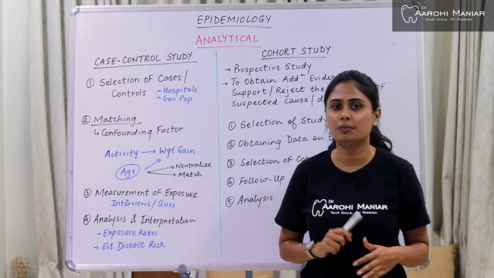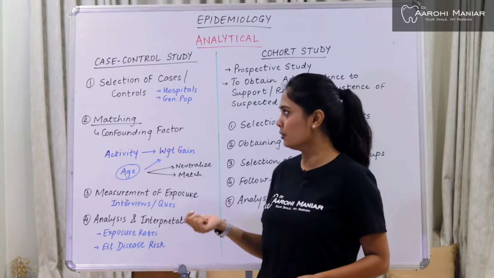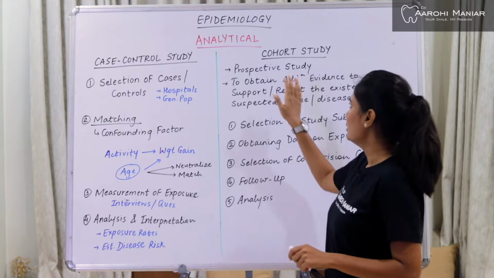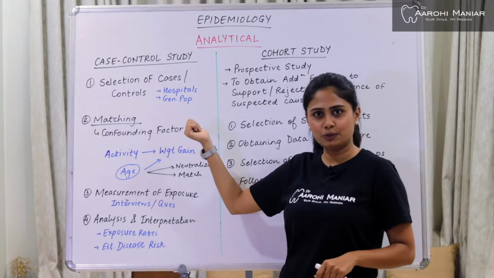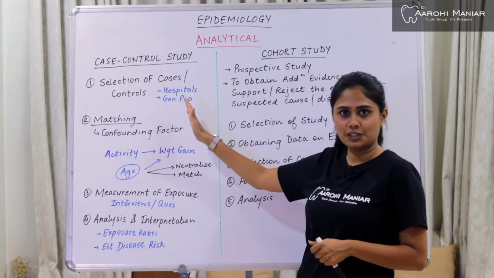In our previous video we studied our descriptive study in epidemiology. Today we are going to see our analytical study. The third one is still left, which is our experimental study, we will see in later videos. The analytical study is divided into two studies: one is case control and the other is cohort. So what is the difference between the two?